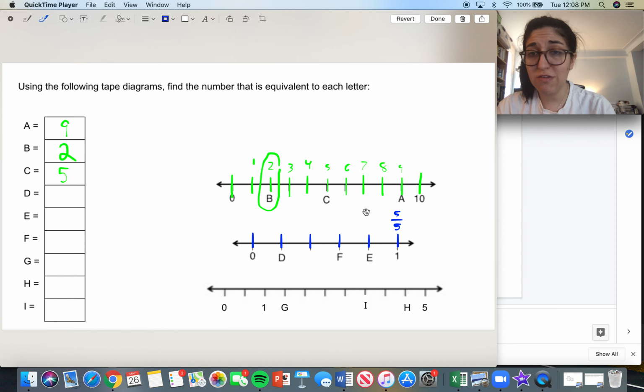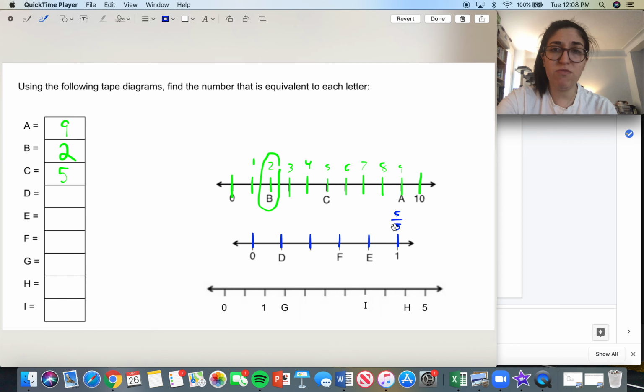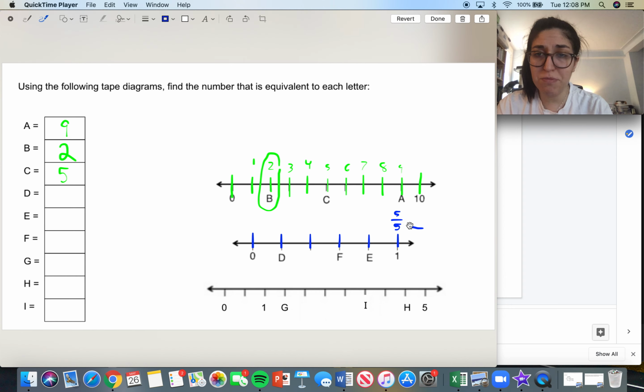If 1 is equivalent to 5/5, then the reason I came up with fifths is because there were 5 jumps, right? 1, 2, 3, 4, 5. 5 jumps, so that's why this bottom number is going to be fifths. If that's going to be fifths, then this will also be fifths, but this will be 4/5. This would be 3/5.